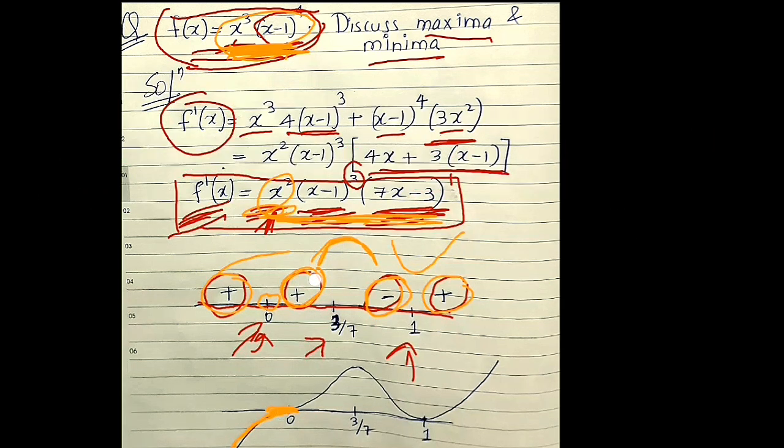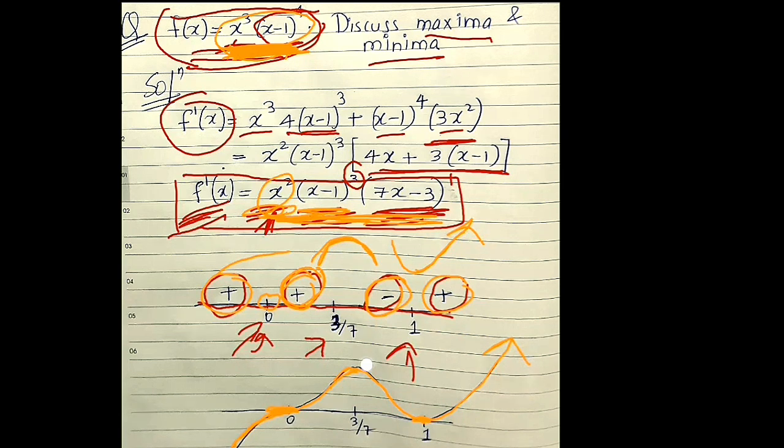And now after 0, what is happening? It's a positive sign, so again the curve will increase. It will go up. And then at 3 by 7, again it's decreasing, so it has to come down. Again, at 1, what is happening? The derivative is becoming 0, so it has to be flat here. And even this function becomes 0. This is the x-axis, so it has to be 0 only. And then after 1, again the function is increasing, so the function has to increase like this.